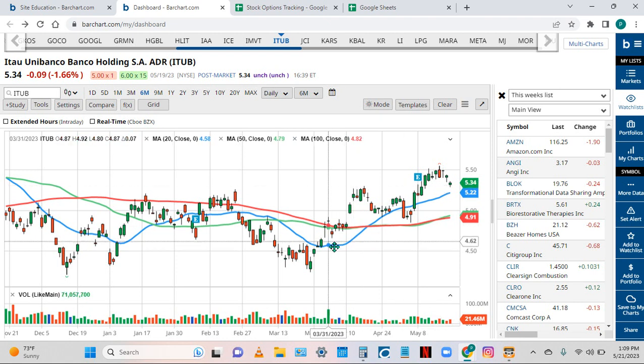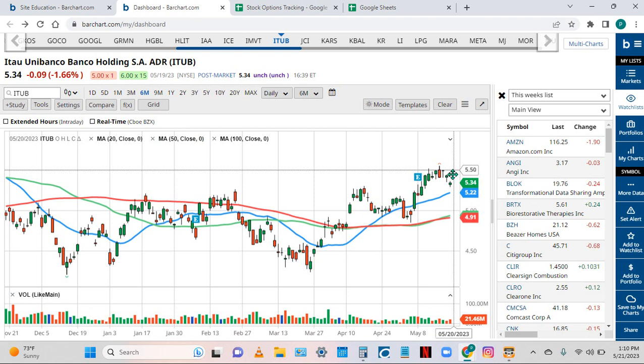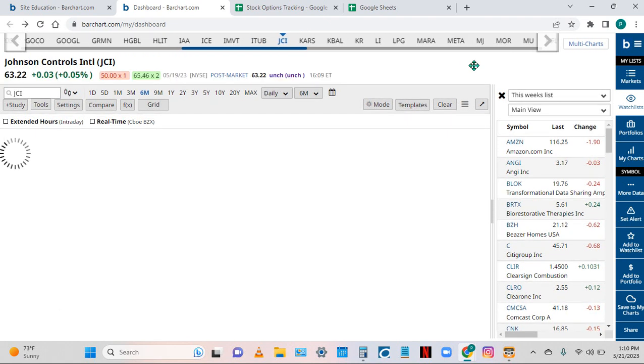So we do have a series of these higher lows. If this turns out to be the next higher low, that would be, I think, a pretty good entry. But that is a foreign company, so as long as you're comfortable with that, that's a possibility.